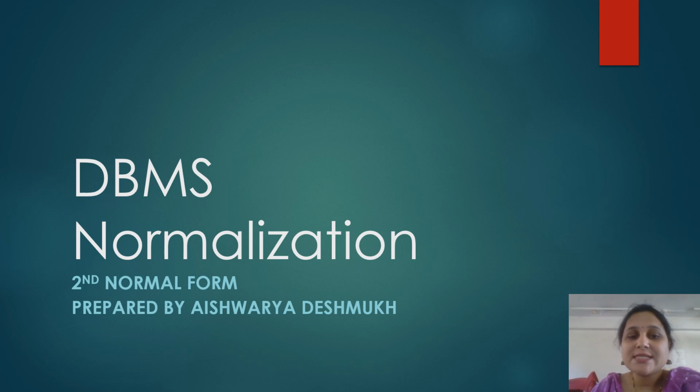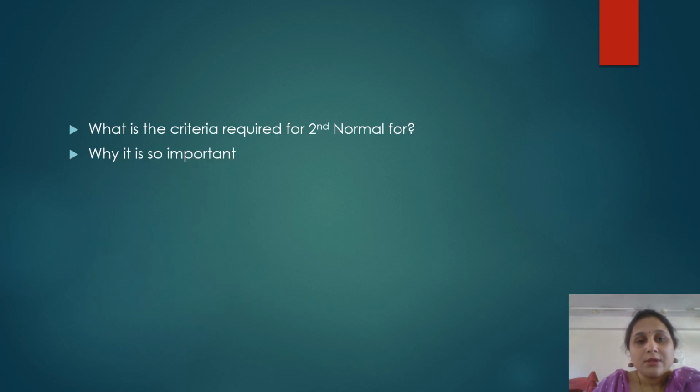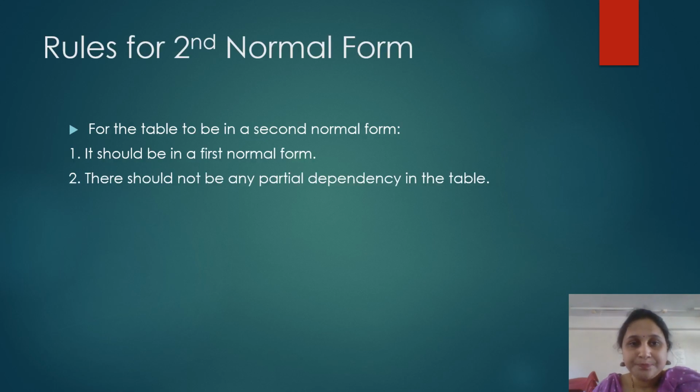I hope you have already seen what normalization is and the video on first normal form, because that is important for you to check the first normal form rules. Then only you will be able to understand the second normal form. Now, what is the criteria required for second normal form and why is it so important? We will check this in today's lecture.